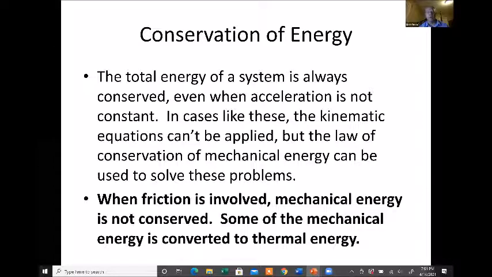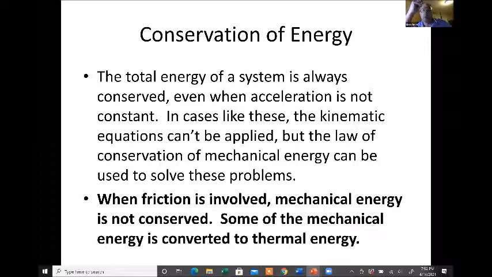Exactly. So when friction is involved in a problem, friction or drag, mechanical energy is not conserved. Because what's happening to some of that mechanical energy if there's friction or drag involved? It's transforming into maybe thermal energy. Yeah, almost always it's going to heat, thermal energy.